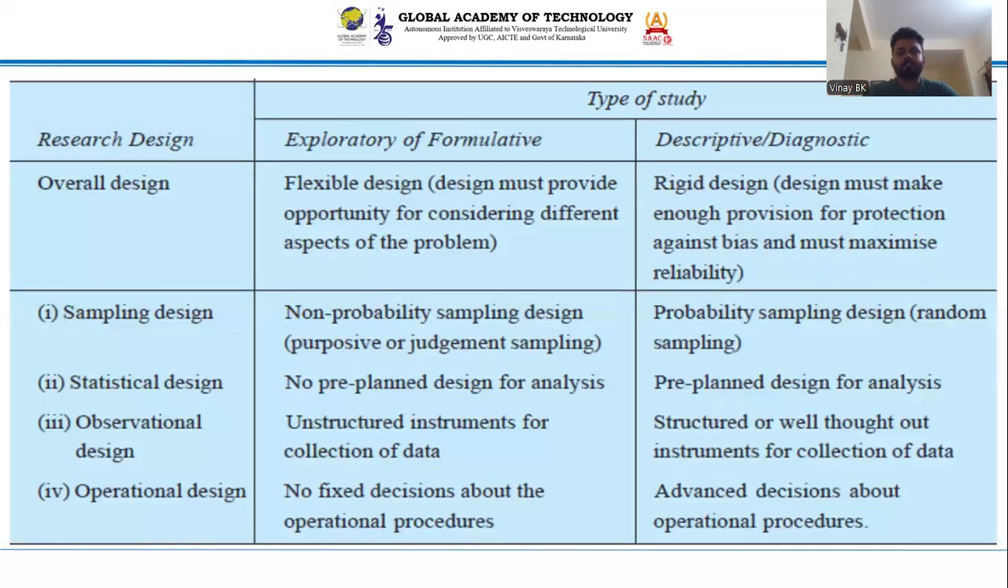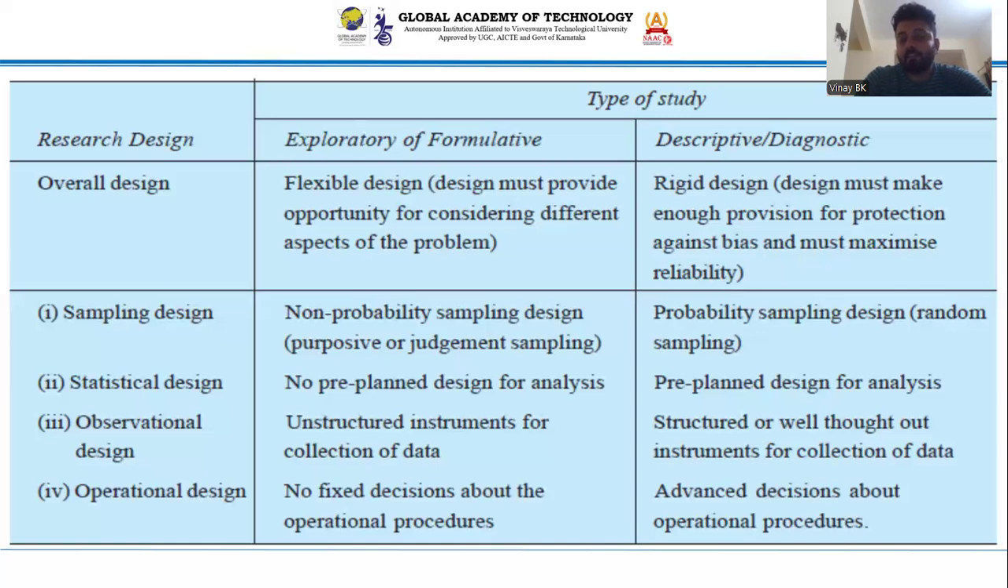You can see here research design for the two types of studies, overall design. See if it is a sampling design, exploratory or formulative here, the flexible design, but descriptive is rigid design. In case of overall design of exploratory, design must provide opportunity for considering different aspects of the problem, but here design must make enough provision for protection against bias. Sampling design, in case of exploratory, non-probability sampling design. In case of descriptive, probability sampling design.